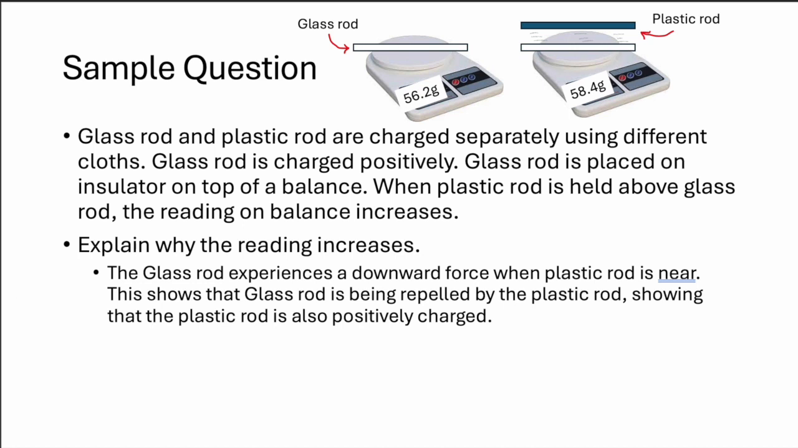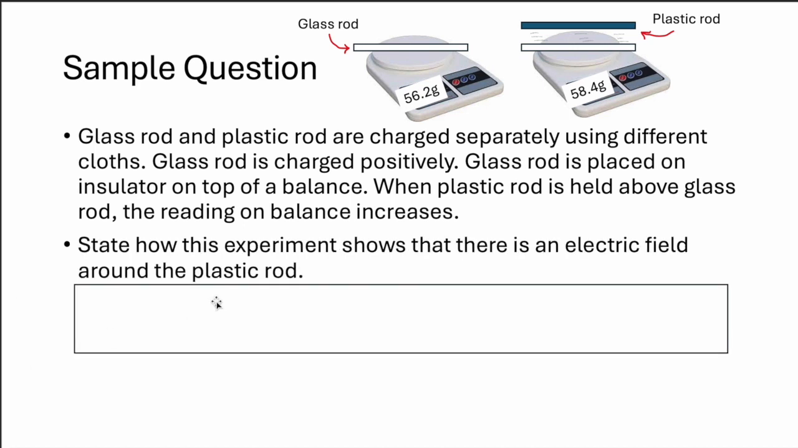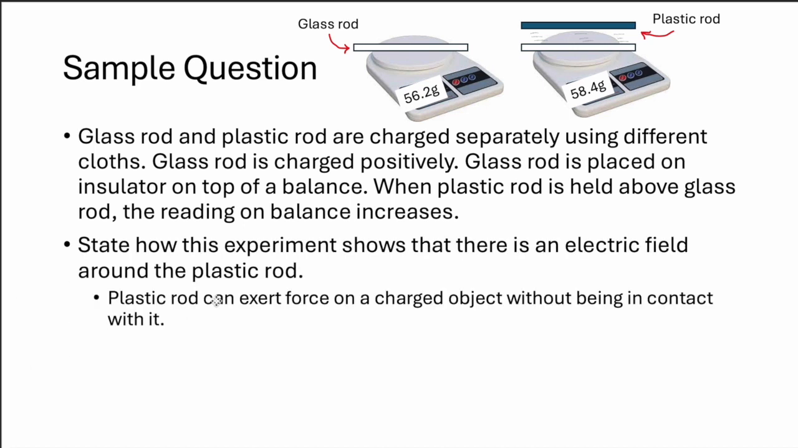State how this experiment shows that there is an electric field. So recall, an electric field is a region experiencing force. The plastic rod is able to exert a force without coming into contact.